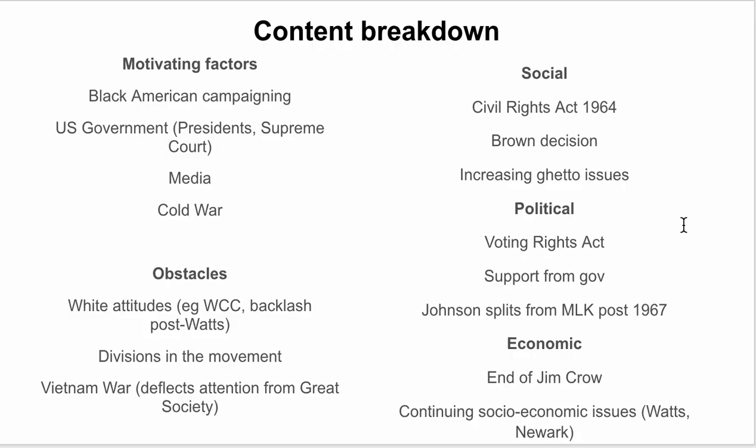In terms of economic rights, we've got the end of Jim Crow potentially opening up opportunities for Black Americans, but we've also got continuing socioeconomic issues, particularly in northern cities. So you've got riots in Watts, Detroit, Newark, also in Harlem. There's a riot in '64. So if you break down the content in this way, that will definitely help with your revision.